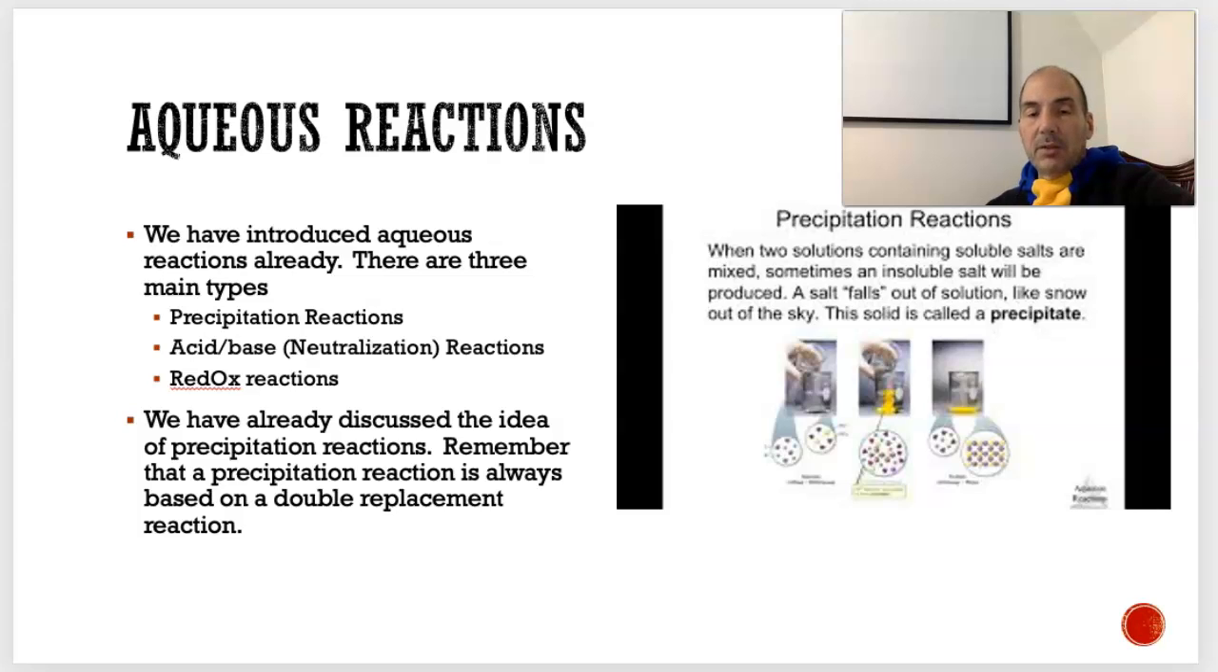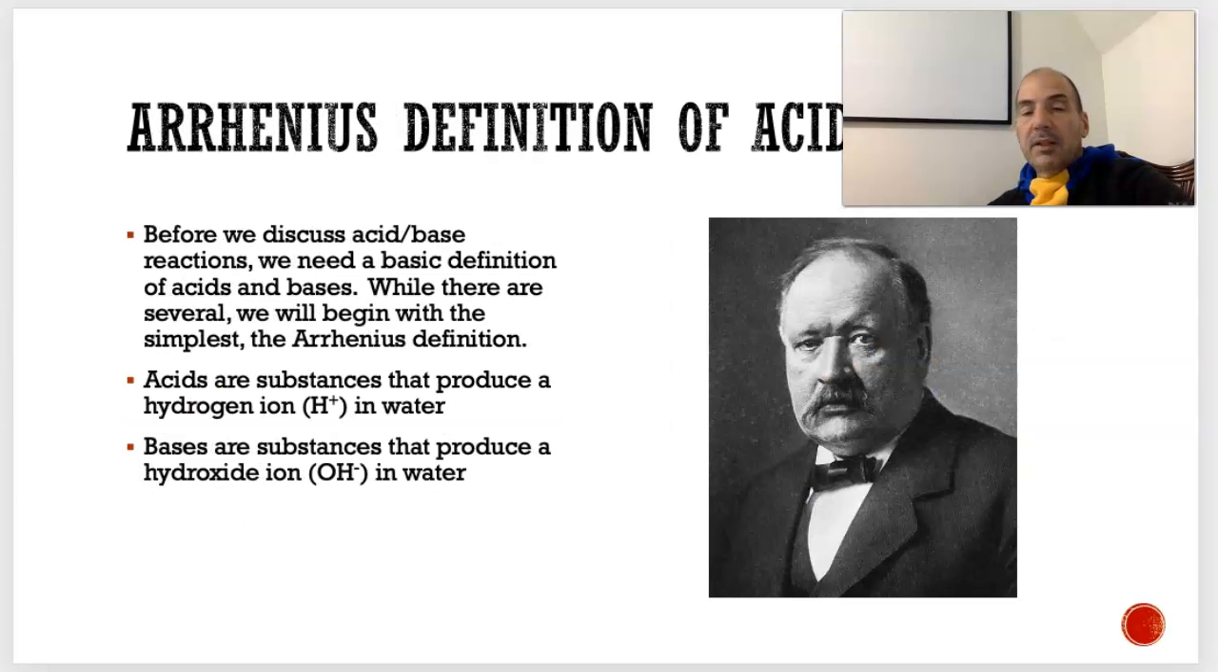So I'm going to just move on to the next one, which is an acid-base or a neutralization reaction. But we haven't really defined acids or bases yet this year, so that needs to take place first. There are multiple definitions for acids and bases, but the simplest one that we're going to start with for now is called the Arrhenius definition, after this suave-looking guy here, whose name is Svante Arrhenius.